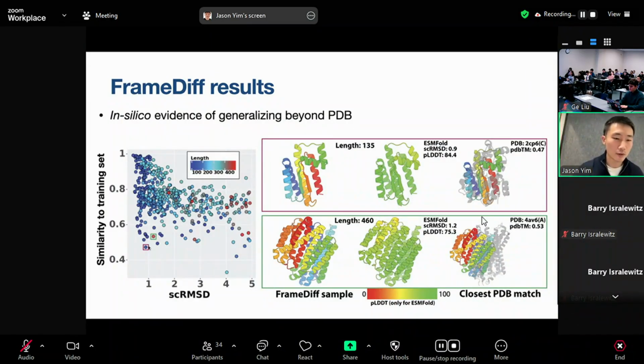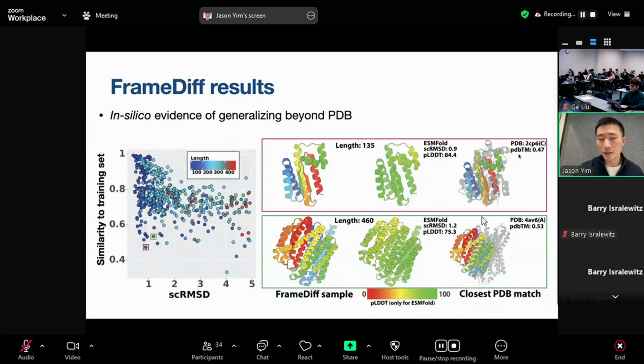So I've taken two here, one in the red box and one in the green box, and I chose these because they're also very different lengths. This is a medium-sized protein of length 135, and ESMFold really likes it. The RMSD is below 1. Its confidence, this pLDDT, is like 80 or above.